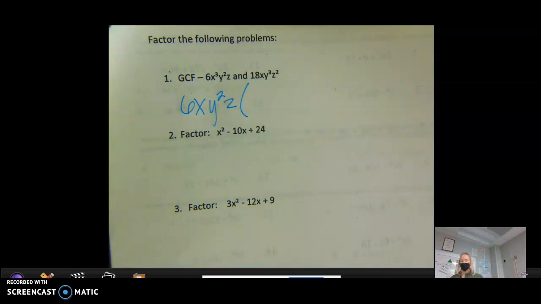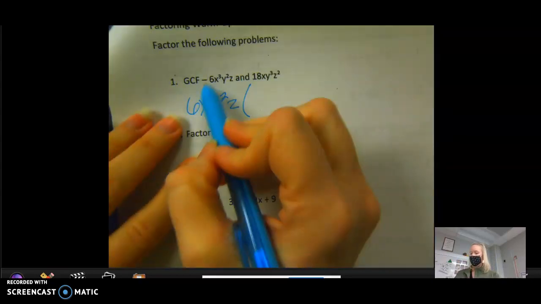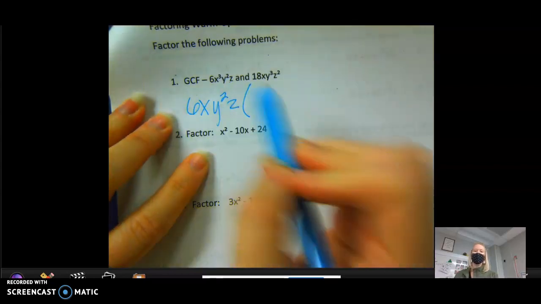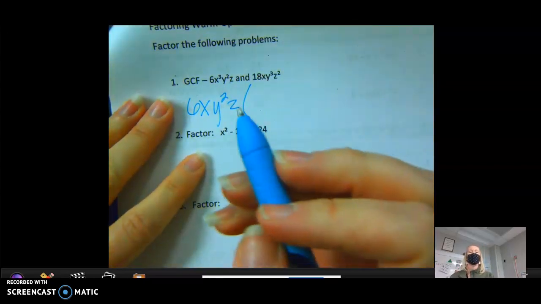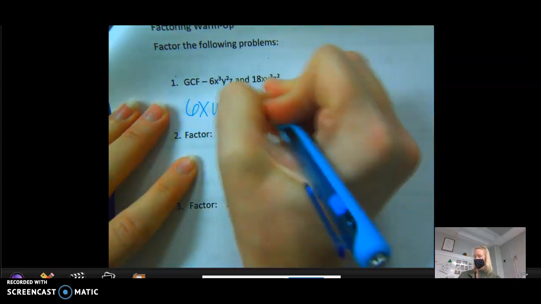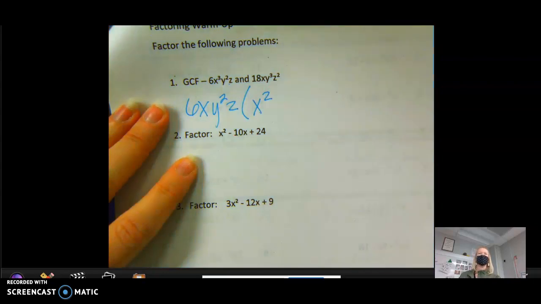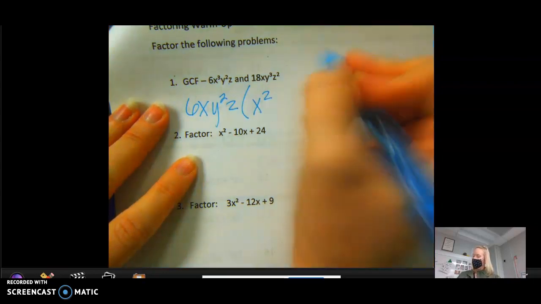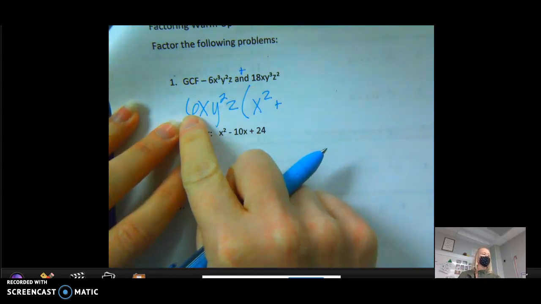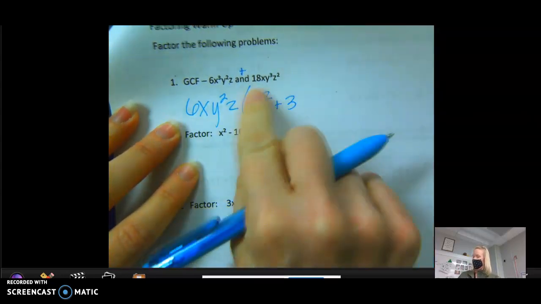I didn't really ask you to do that, and that's fine. But if I had 6x to the third y squared z, and I take this out, what am I left with? Anything else? No, that's all. We're going to say plus. 18 divided by 6 is what, guys? 3.